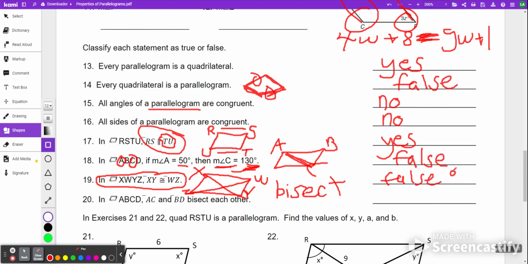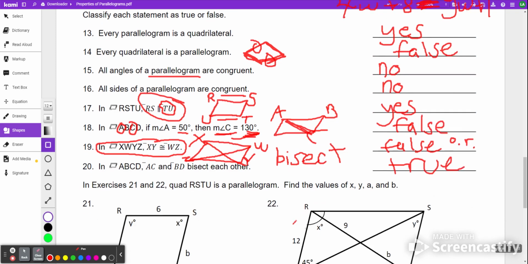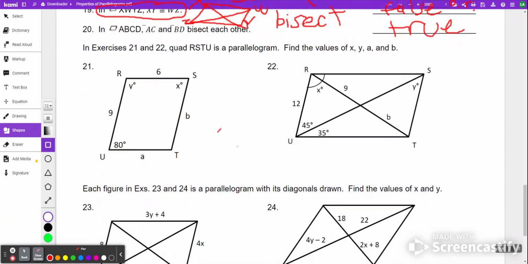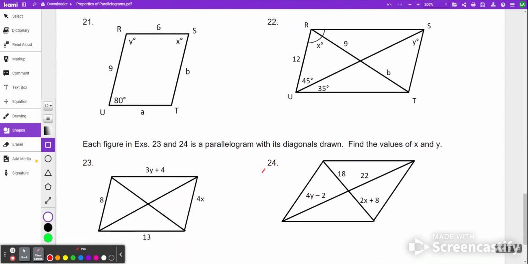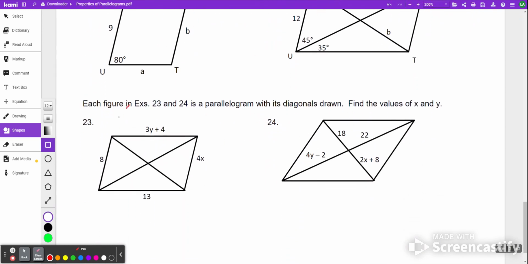Only rectangles. Hope you have your sound on. In ABCD, AC and BD bisect each other. That is true. Those are the diagonals. If you don't believe me, draw the picture. All right, I'm going to let you do these. Figure that out. Okay, let's do one of these real quick.